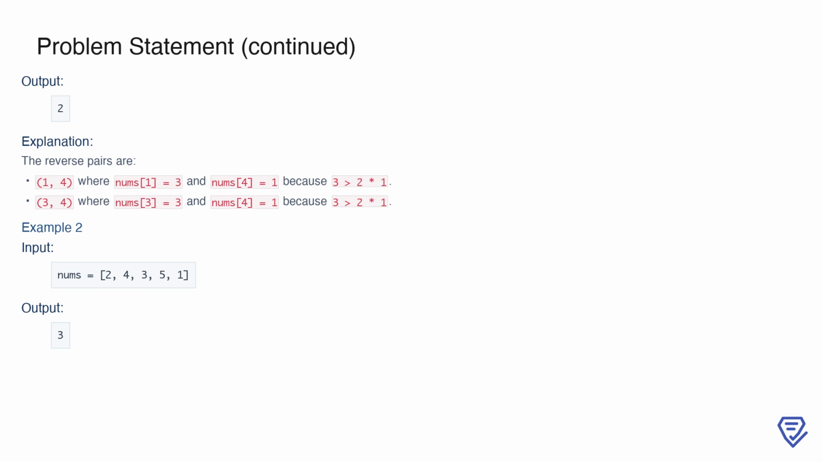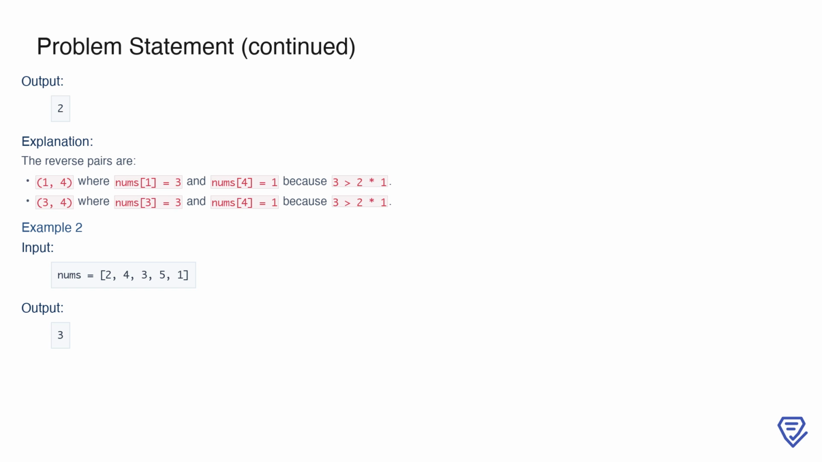In the first example, the input array is nums equals [1, 3, 2, 3, 1], and the output is 2. This means there are two reverse pairs in the array. The first pair is (1, 4), where nums[1] is 3 and nums[4] is 1. Here, 3 is indeed greater than 2 * 1. The second pair is (3, 4), where again nums[3] is 3 and nums[4] is 1, satisfying the condition that 3 > 2 * 1.